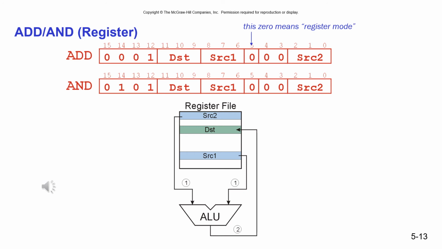So the operand from source register number 1 is retrieved. The operand from source register number 2 is retrieved. A signal is sent to an add or AND circuit, depending upon the opcode. And the contents of source register 1 is added or ANDed, depending upon the opcode, with the contents of source register 2, and the result is then stored in the destination register. Pretty straightforward.